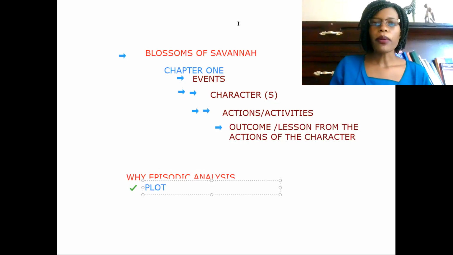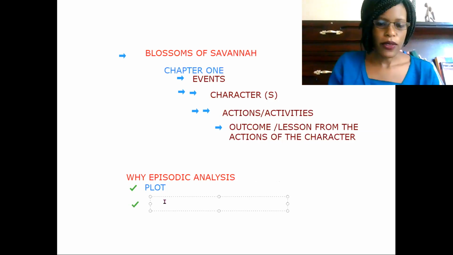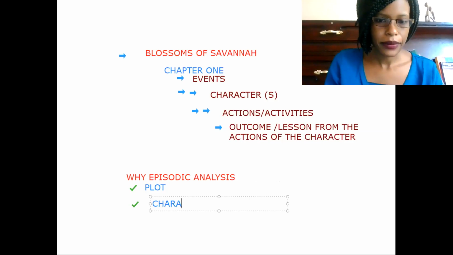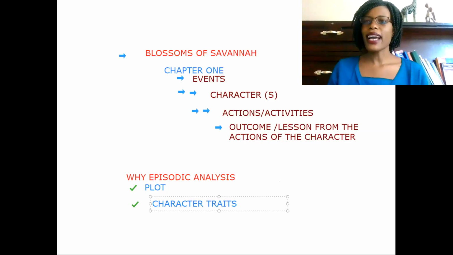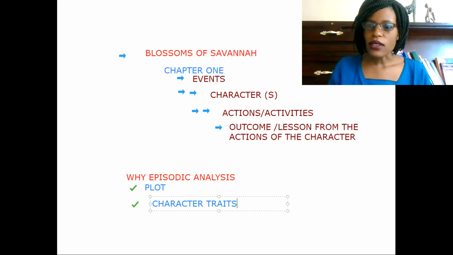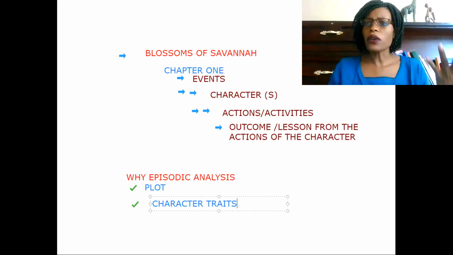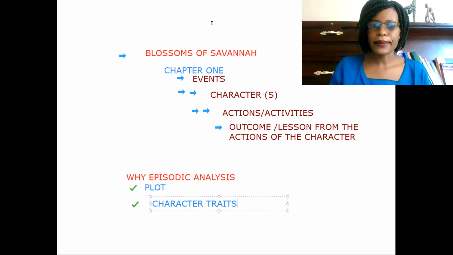Apart from knowing the plot, we also get to know the character traits of the characters within. Remember, we've said we look at their actions and activities and how these influence others or themselves, and the outcome of this. So from what they say, what others say about them, from their actions or their thoughts, we get to learn their traits.